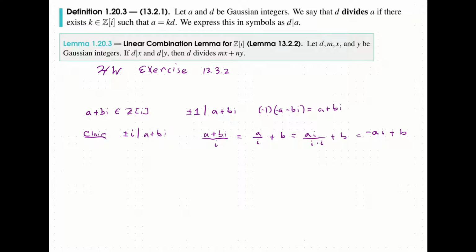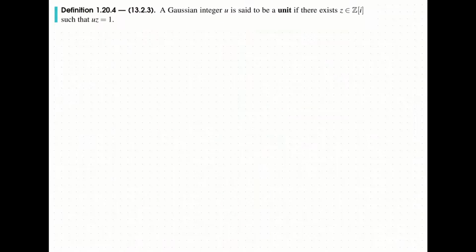So now as a consequence, we get that i times negative ai plus b is going to be a plus bi. And so we do get that i divides a plus bi. And so this is something that we have to take into account. Now we have other things that divide every single Gaussian integer: i, negative i, 1, and negative 1. And so we're going to go ahead and make a definition. We're going to call these units.